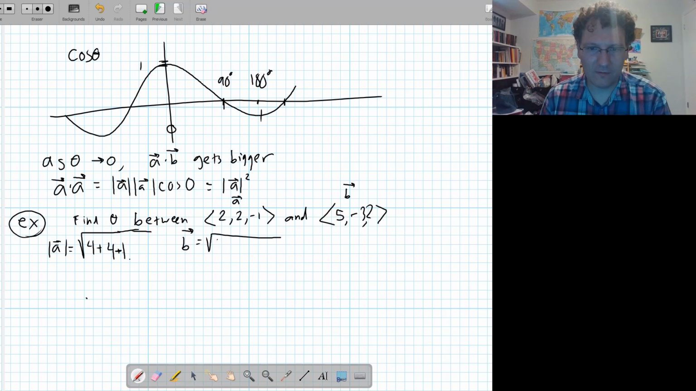b is the square root of 25 plus 9 plus 4. So it's the square root of the sum of the squared components, right? That's the magnitude of A, magnitude of V. So this is going to be square root of 9, and this is the square root of, I think this is a nice number. Is it nice? 25 plus 9 plus 4. That's 9 plus 13, 38.